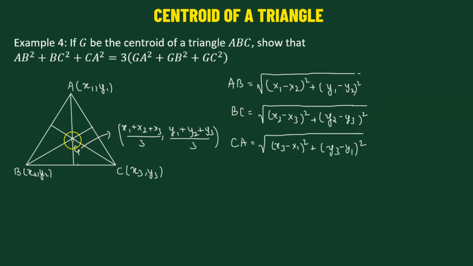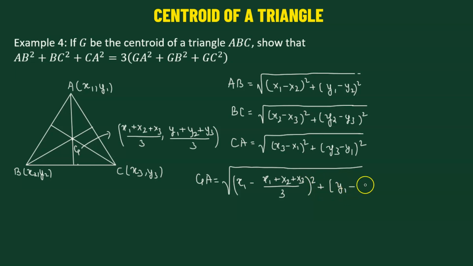Now let's calculate the value of GA. GA is going to be equal to the square root. Underneath the square root, what we need is the difference of the x coordinates. So we'll take x1 and from it subtract the x coordinate of G, that's (x1 + x2 + x3)/3. We're going to square it, and we're also going to add the difference of the y coordinate, which is simply y1 − (y1 + y2 + y3)/3, whole squared.